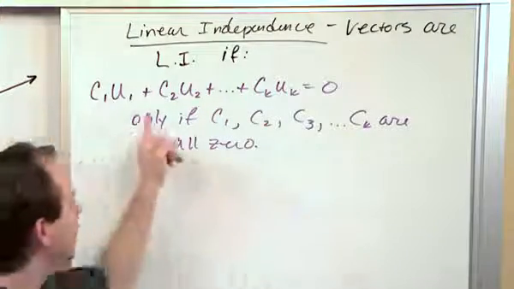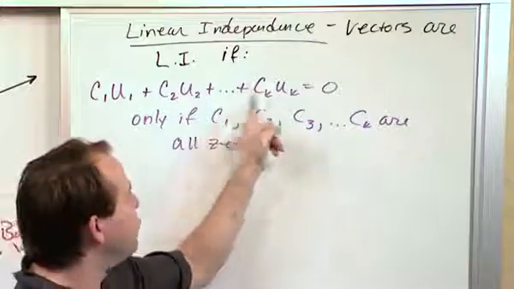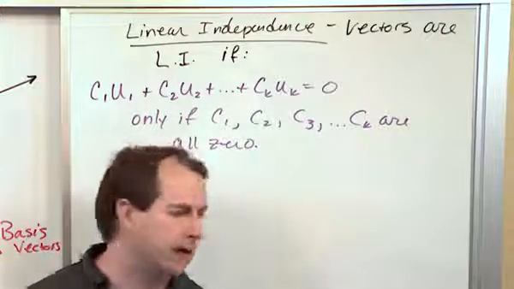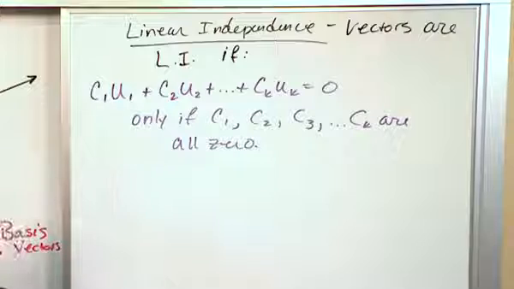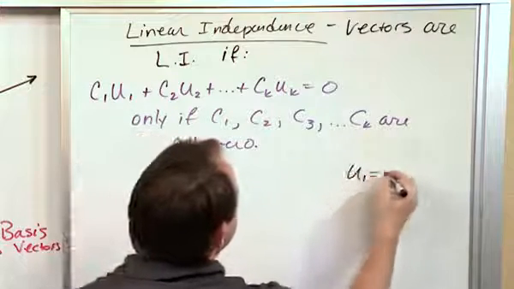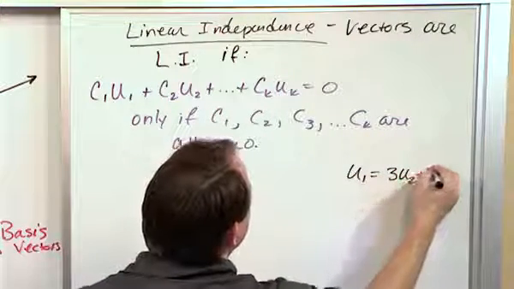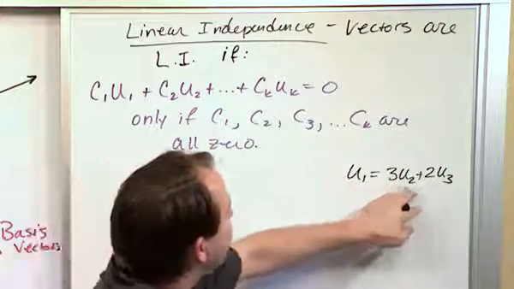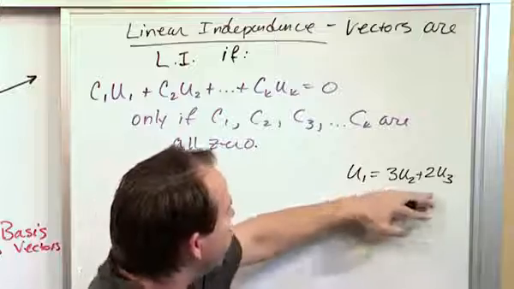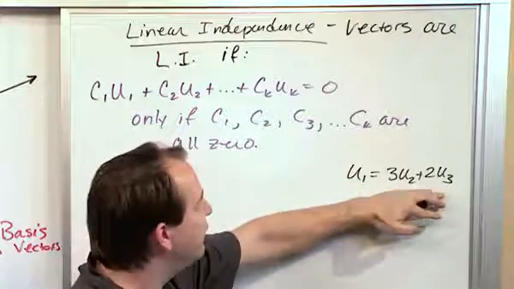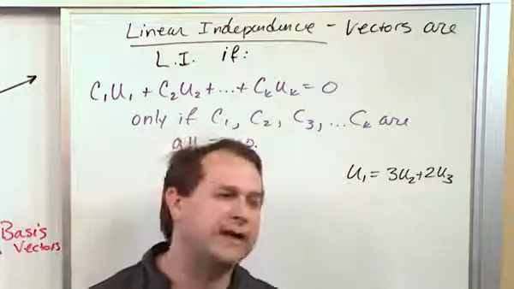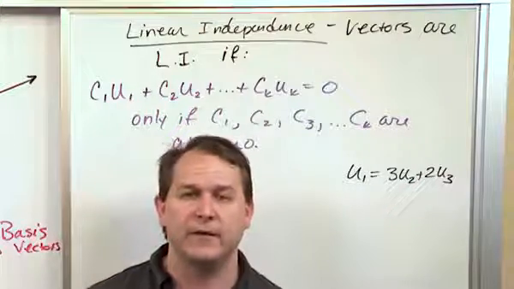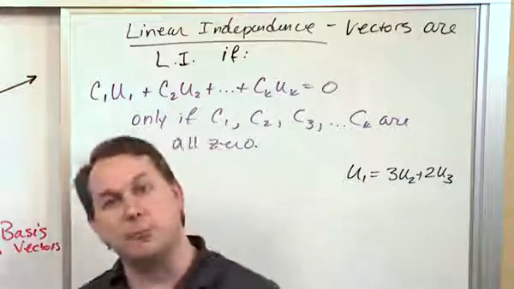You know, if I were to write U1 as a combination of U2, U3, and U4, it might be something like, well, let's just write it. It might be something like U1 is equal to 3U2 plus 2U3 or something. U1, we say, is a linear combination of these vectors. These are not linearly independent if I can do this. You're not supposed to be able to write vectors as a combination of other vectors, right? In the simple case, we say it's not a multiple.